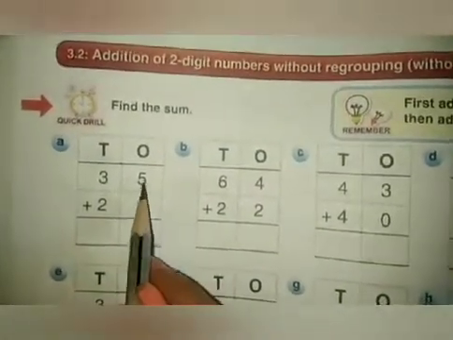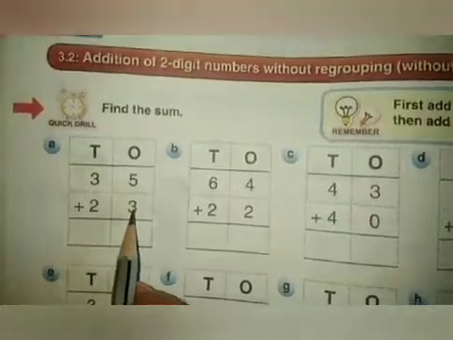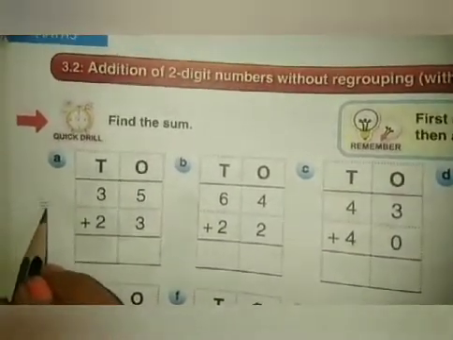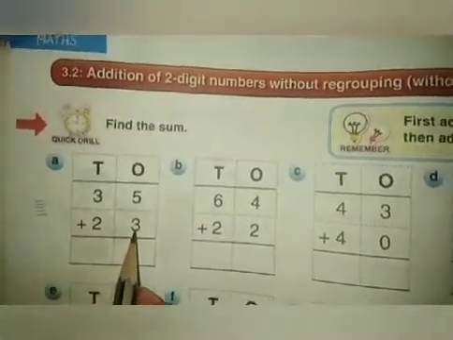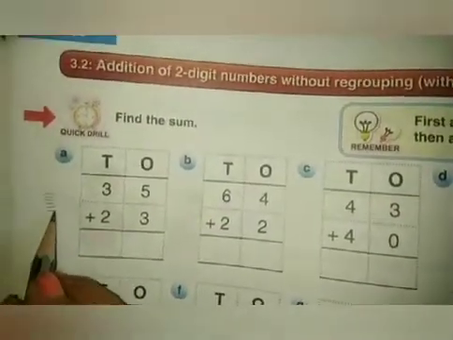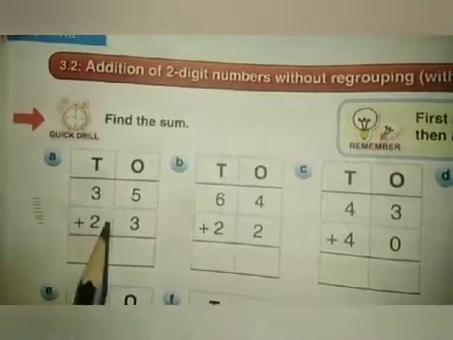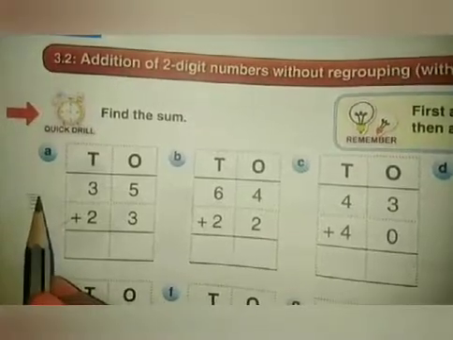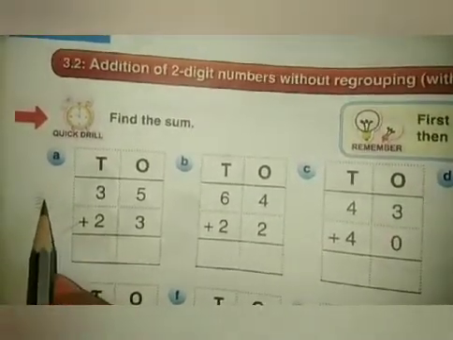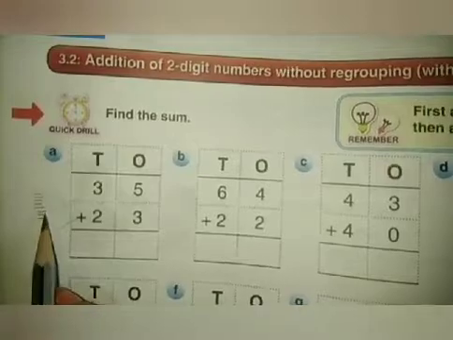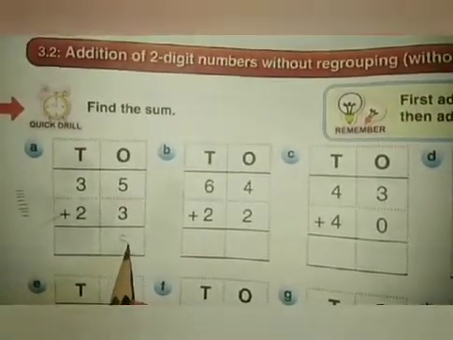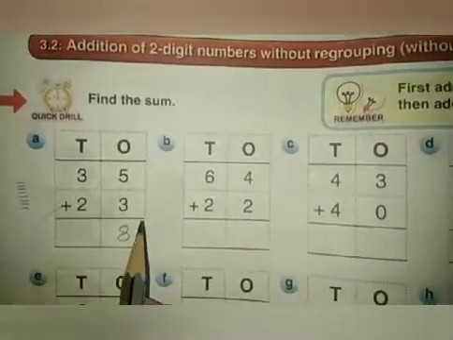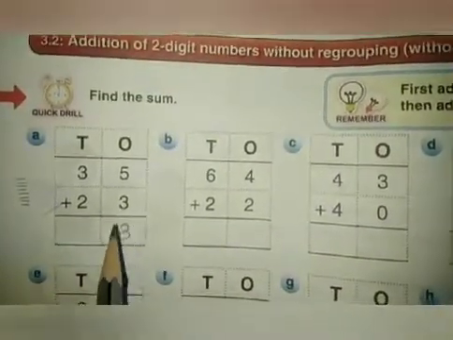See, for example, 5 plus 3. Draw first 5 lines. 1, 2, 3, 4, 5 lines. Then again draw 3 lines. 1, 2, 3. These 5 lines we have drawn first, then 3 lines. Then count the lines all together now. 1, 2, 3, 4, 5, 6, 7, 8. So the answer will be 8. You can use your fingers also to count the numbers, to add the numbers.